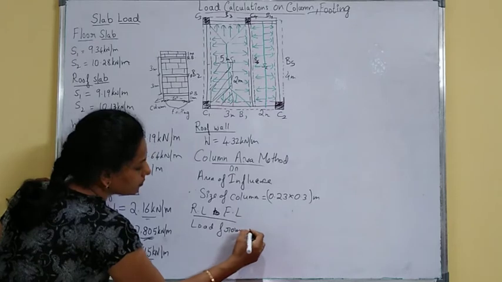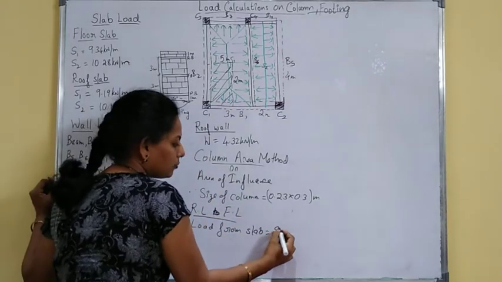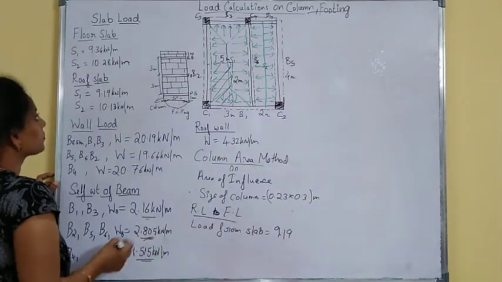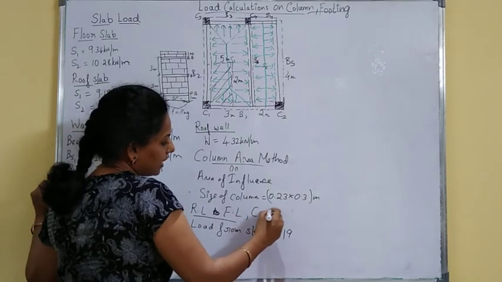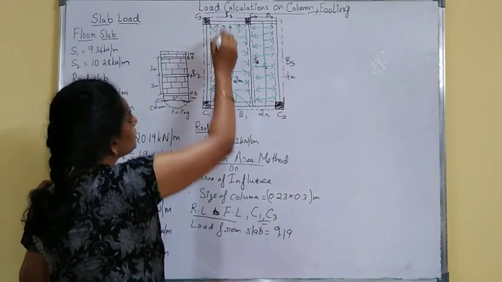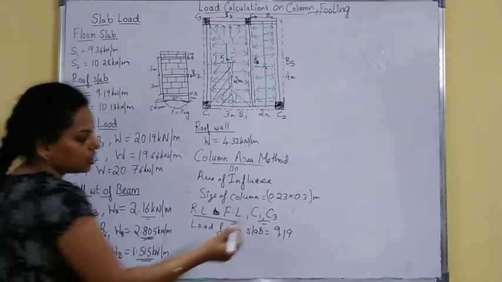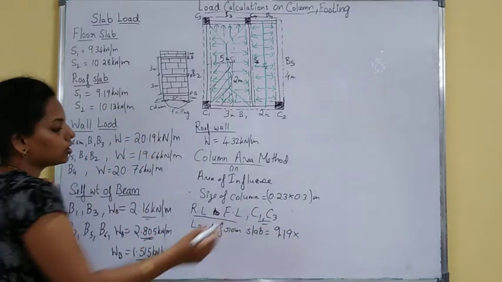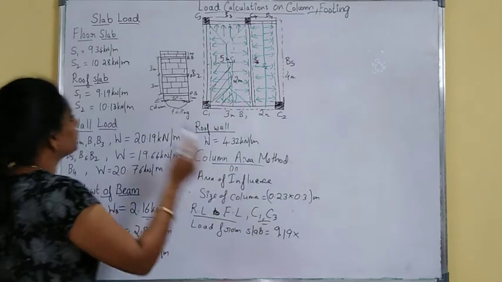Load from slab you have 9.19. Okay, we'll design for columns C1 and C3, both of which will have the same area of influence. Okay, this is the C1 and C3 column. So 9.19 into, you have to get an axial load, that is in kilonewton.